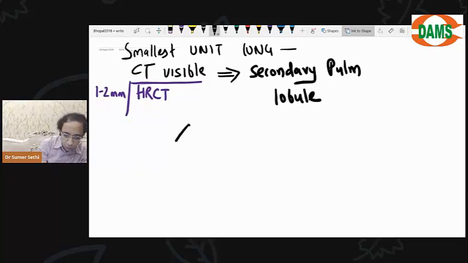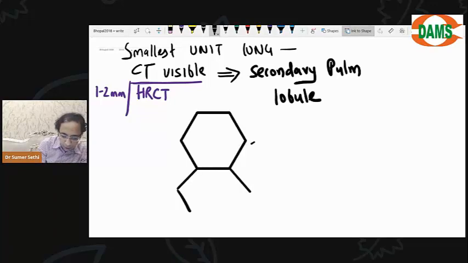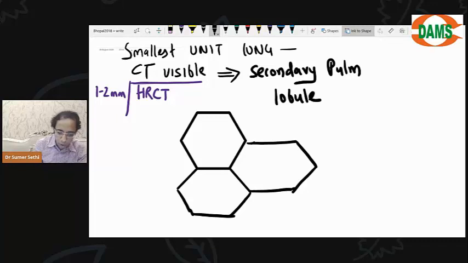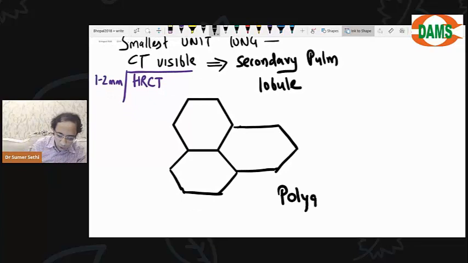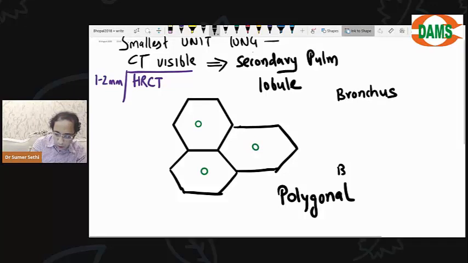Secondary pulmonary lobule looks like a polygon. This is how it looks. Okay, very good. It's a polygonal structure. Very intelligent students. In the center of this secondary pulmonary lobule, in the central part, you have the bronchus. Accompanying the bronchus, you have a branch of the pulmonary artery.